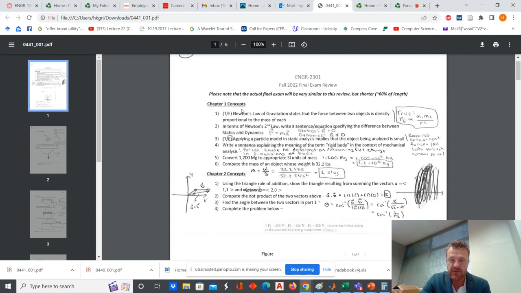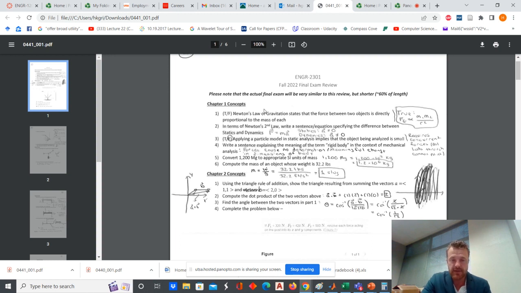In chapter one, the first question asks whether or not it's true that Newton's law of gravitation states that the force between two objects is directly proportional to the mass of each. That is true. Remember that the magnitude of the gravitational force between two objects is proportional to the mass of each and inversely proportional to the square of the distance separating their centers of gravity. So if I reword that on the final, I'll probably ask it about the parameter r, not the parameter m.